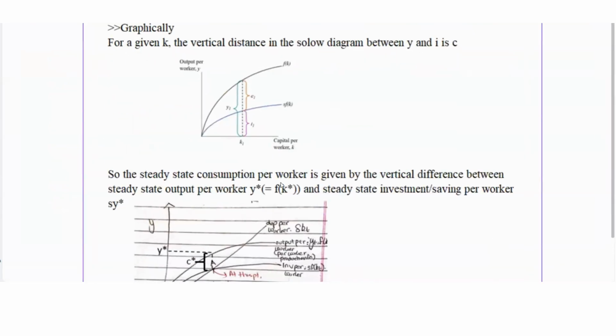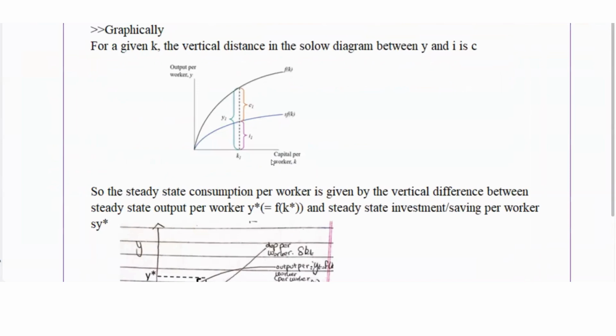Now, graphically, how do we show steady state consumption per worker? For this, just keep in mind that for any given case, the vertical distance in the Solow diagram between y and i is c. Because remember, i is also your savings, right? So output minus your investment, which is equal to savings, is going to be your consumption. So here we can see that at k1, the vertical difference between y1 and i1 is c1.